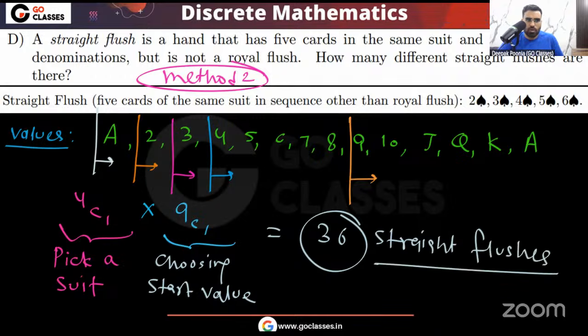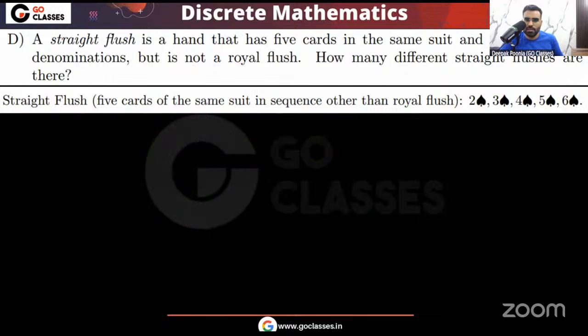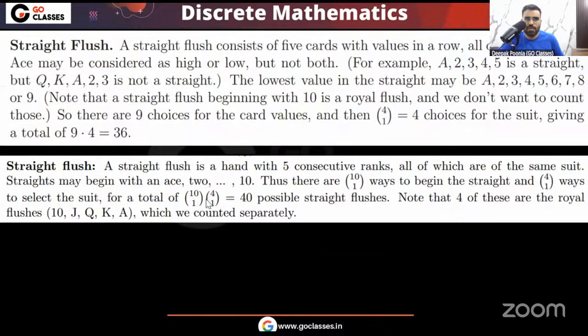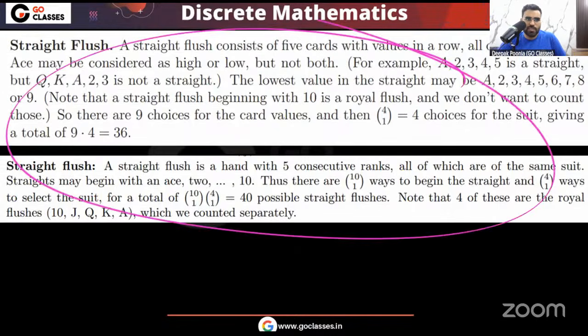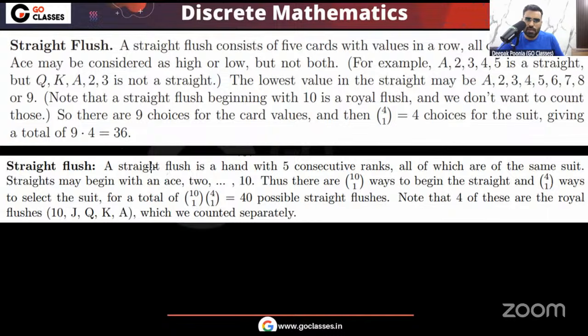Okay, so I hope you understood both the methods, method 1 also, method 2 also. Is this clear to everyone? Please tell me. So you can read this explanation here. For straight flush, the final answer will be 36. You can read the complete explanation, everything we have seen.